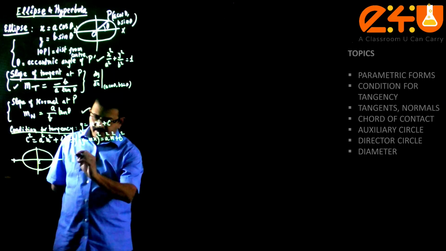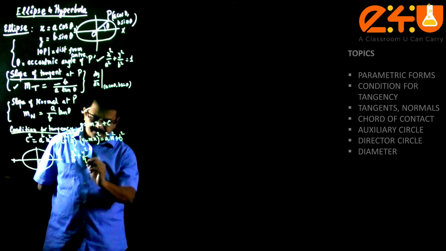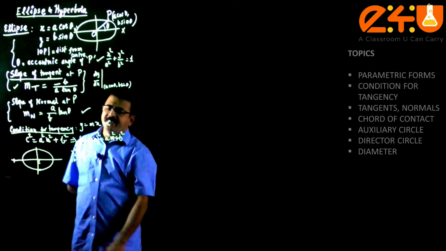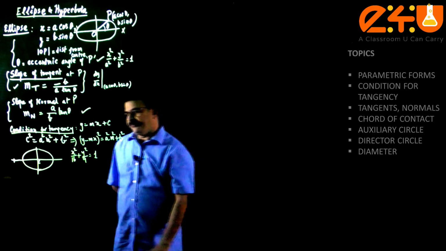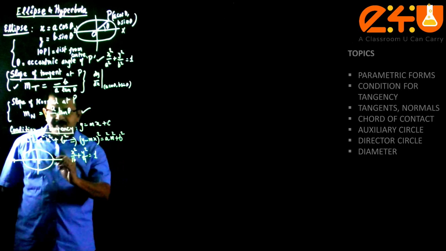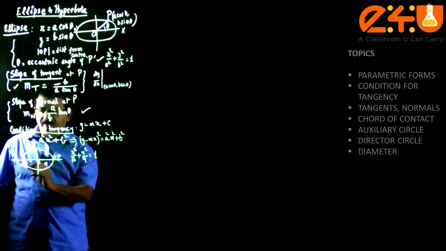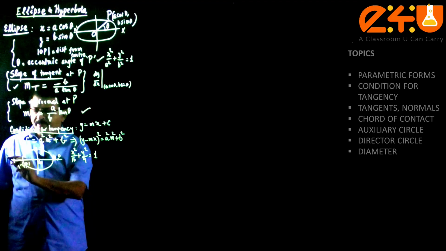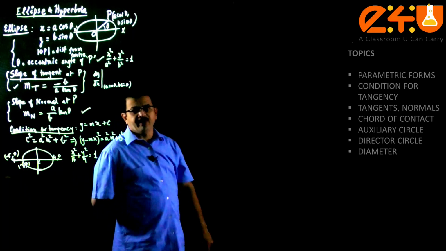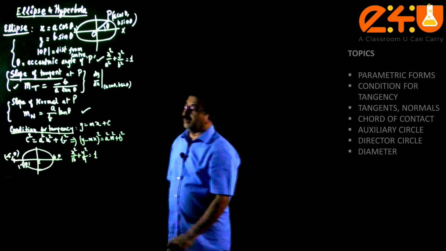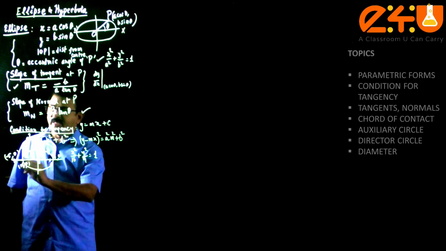So if you want, I can give a simple example. X square by 16 plus y square by 9 equal to 1. Let that be the equation of ellipse. So we know the vertices are 4 comma 0, minus 4 comma 0. Let me select minus 5 comma 0 to be a point from where I wish to draw tangent to the ellipse.